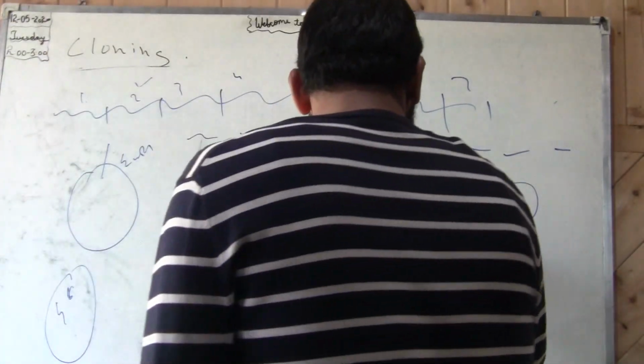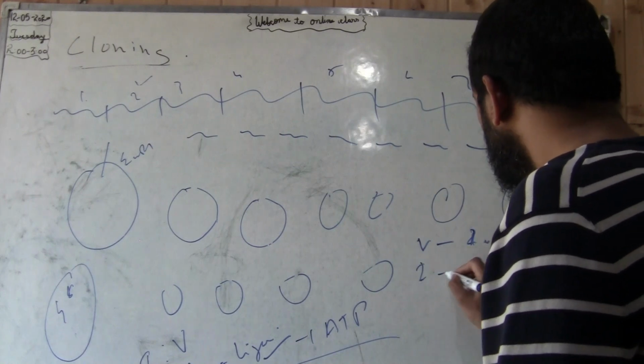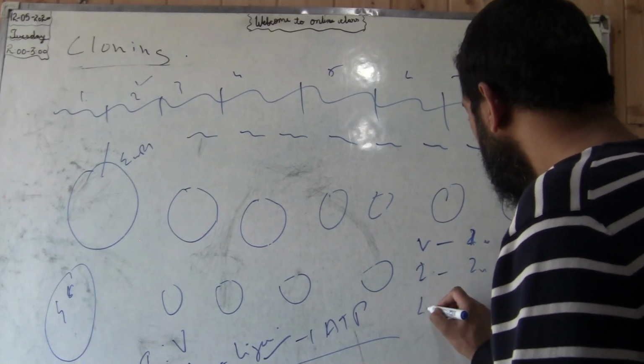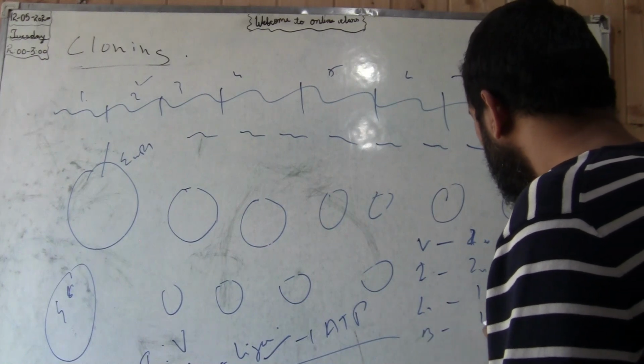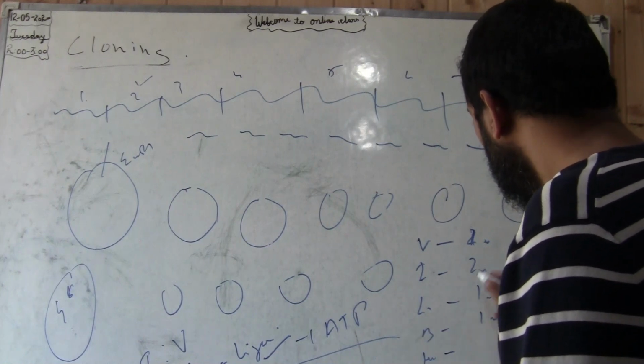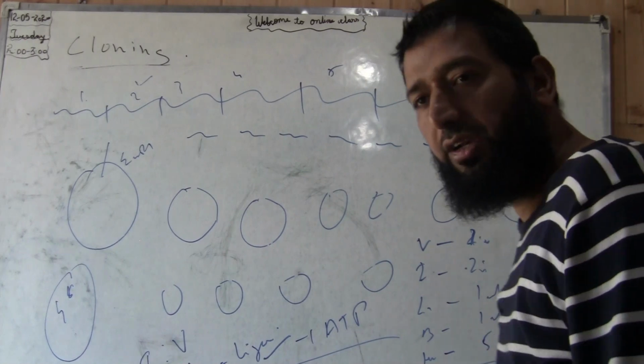So you have vector 1 microliter. You have insert 2 microliters. You have ligase 1 microliter. You have buffer, say 1 microliter, and you have water 1, 2, 3, 4, 5, 5 microliters. So the total volume is a 10 microliter reaction.